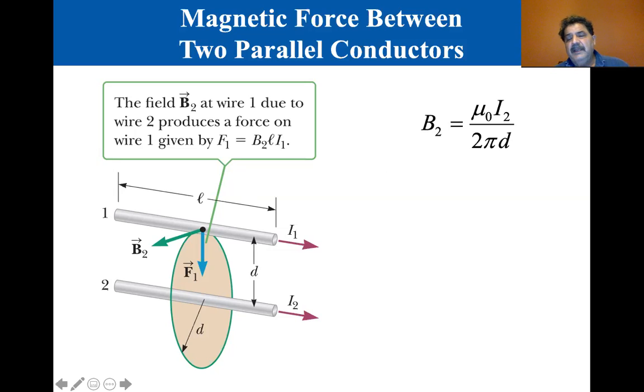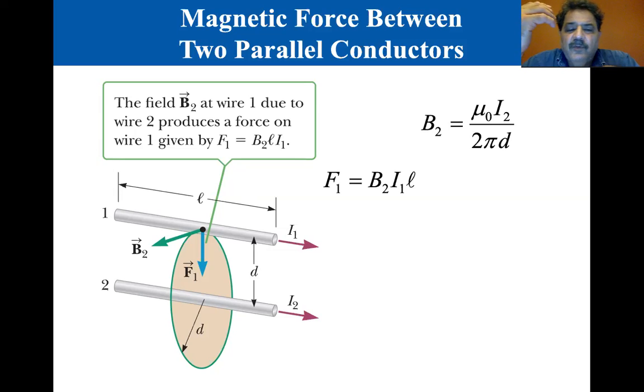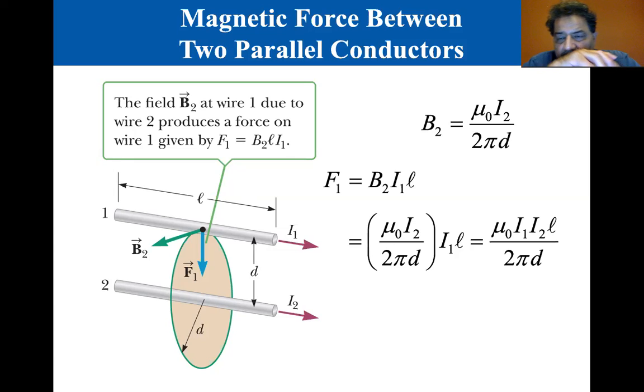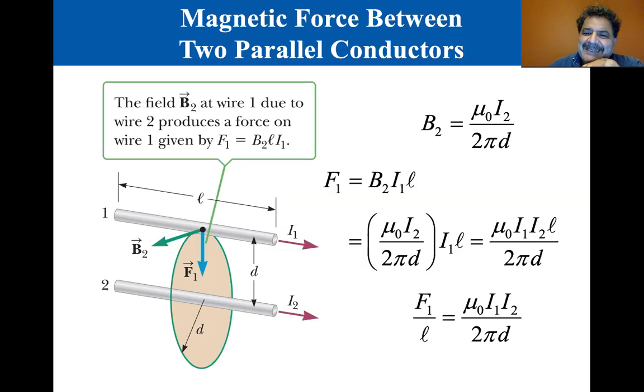The B2 field is mu zero I2 over 2 pi d, where d is the distance between them, and that's the radius, how far it is. You remember it's mu zero I over 2 pi r. Well, r in this case is the separation distance d. And so force 1 is equal to B2, that B2 from the I2, times I1 times L. So that's mu zero I2 over 2 pi d times I1 L. So the force is mu zero I1 I2 L over 2 pi d.